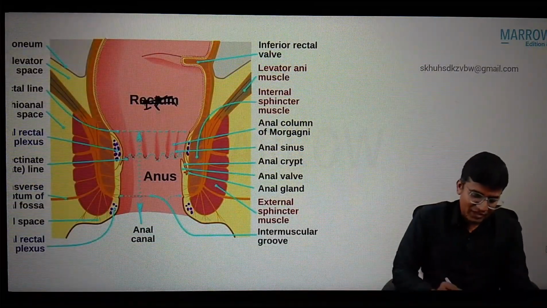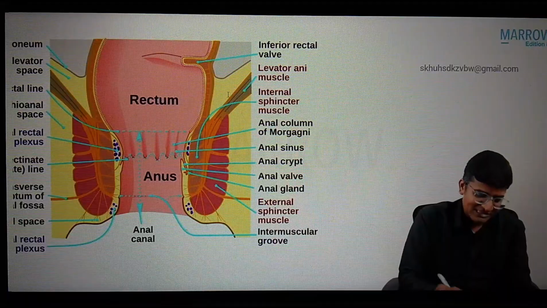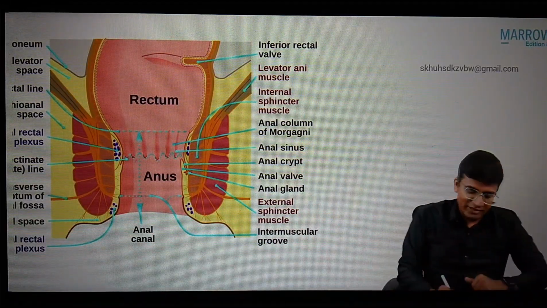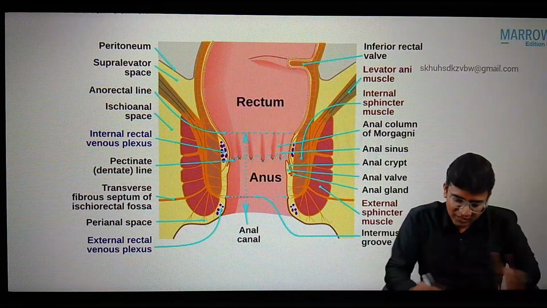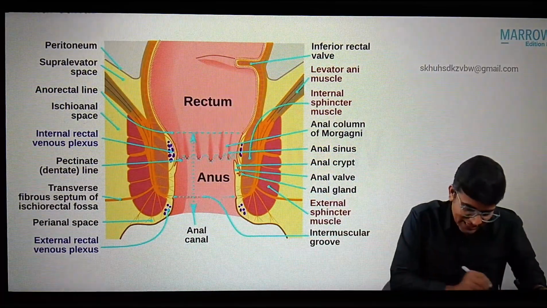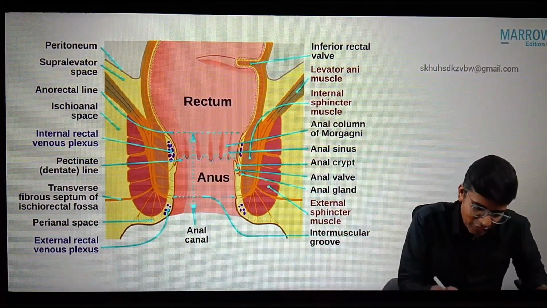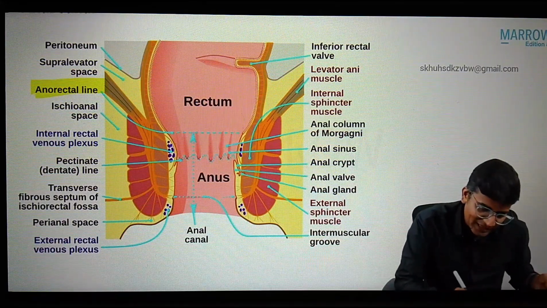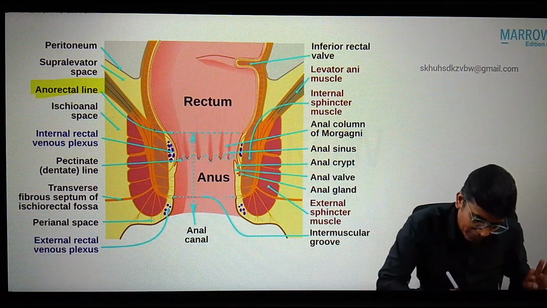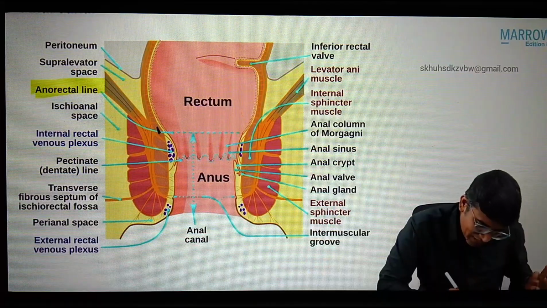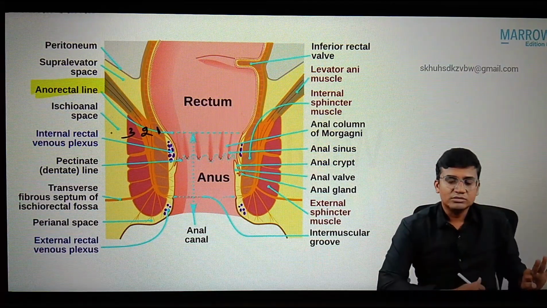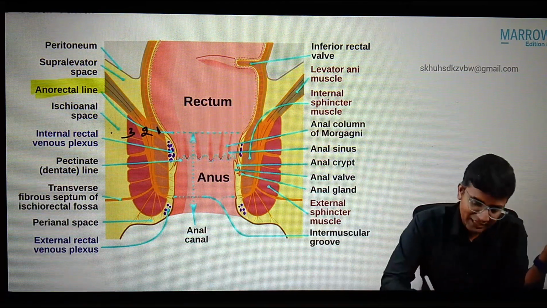Now see this diagram. In this diagram, the section is made in the coronal plane. Now this is the anorectal ring, the anorectal line. This line is formed by three structures. What are those? I told you. This is number 1, this is number 2, and this is number 3. That is the anorectal junction, anorectal ring.